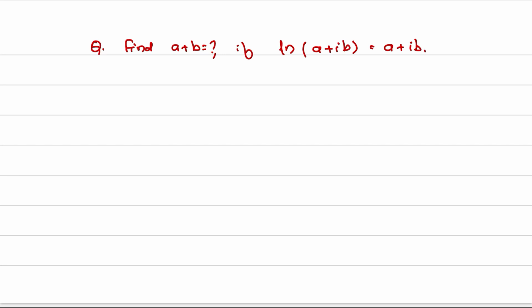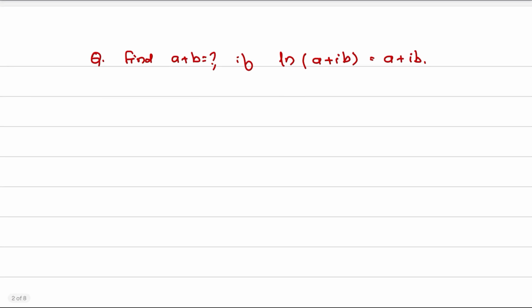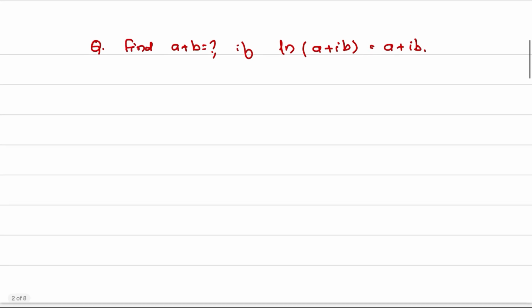If it is not a complex number, it would have been simply e to the power of x is equal to x, or ln x is equal to x. Ln x by x is equal to 1. That also I have discussed in my previous lectures. Please look into it. Now I want to take a complex number's natural logarithm equaling it to the same complex number, so that we want to find out if there is any solution. If there is a solution, find a and b and calculate a plus b.